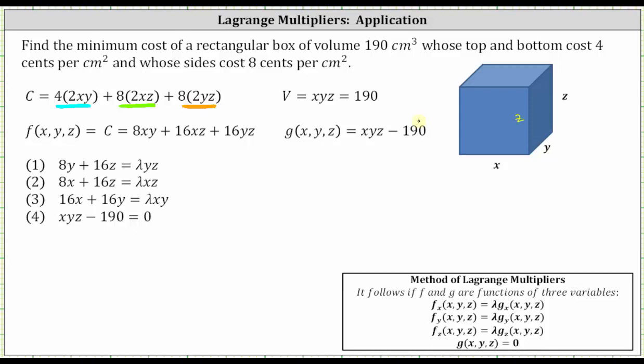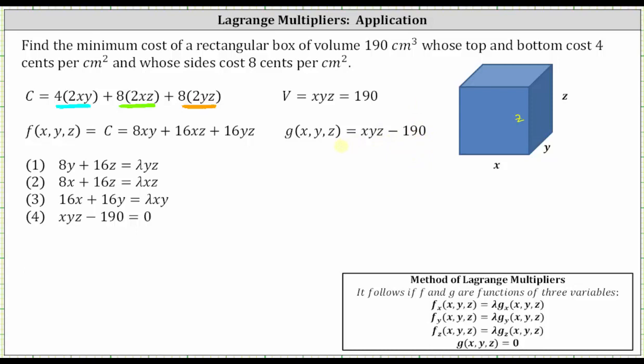And now we want to minimize the cost function given the constraint of the volume. We will do this using the method of Lagrange multipliers, and therefore we need to write the cost function as f of x comma y comma z, and the constraint in the form of g of x comma y comma z equals 0. For the cost function, we have f of x comma y comma z equals 8xy plus 16xz plus 16yz. To form g, we set the volume equation equal to 0 by subtracting 190 on both sides, which gives us g of x comma y comma z equals xyz minus 190.